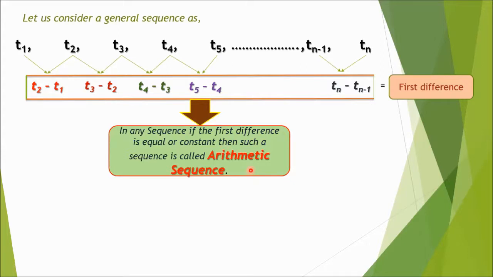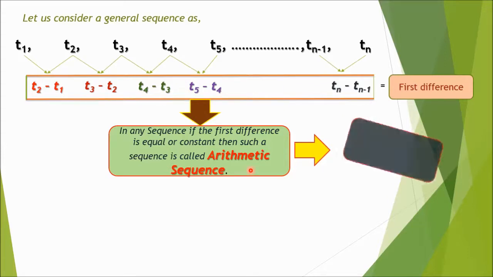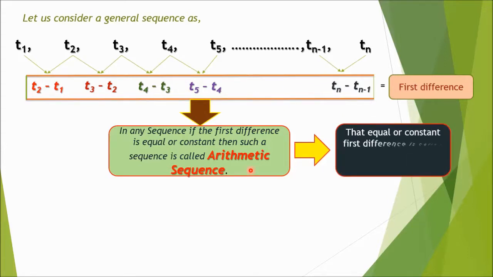Now we are onto the arithmetic sequence, and what is an arithmetic sequence? To be an arithmetic sequence, the first difference between the terms must be equal or constant. It must be the same value. T2 minus T1 must be equal to T3 minus T2, must be equal to T4 minus T3, must be equal to T5 minus T4, and must be equal to Tn minus Tn minus 1. If they are constant, then we can call such a sequence or series an arithmetic sequence or arithmetic series.